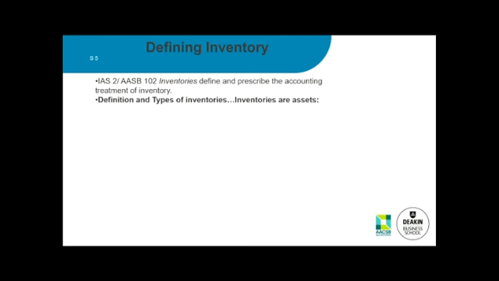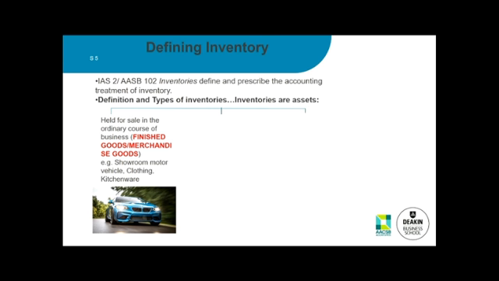So the definition and types of inventories. So inventories are assets, we know that. They are current assets. And they can be categorized into these three groups. So we have finished goods, showroom motor vehicles, clothing, kitchenware, etc. Something that is held for sale in the ordinary course of the business. So in other words, you have it available for sale. You don't have to make any adjustments to it. It's already available for sale. It's a finished product, in other words.